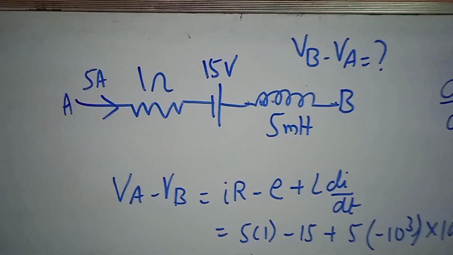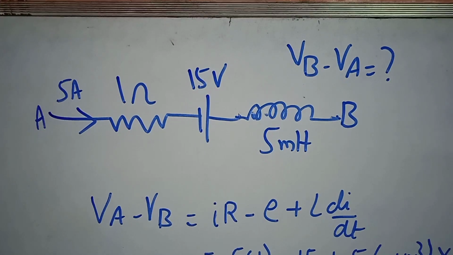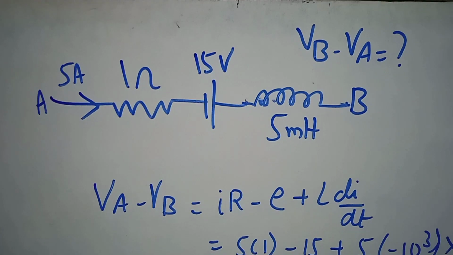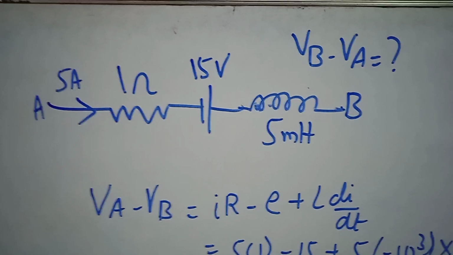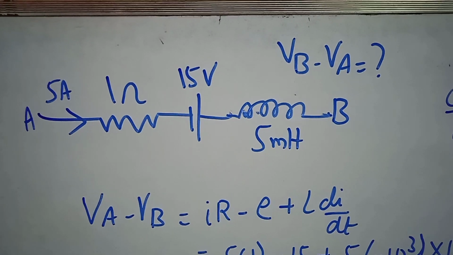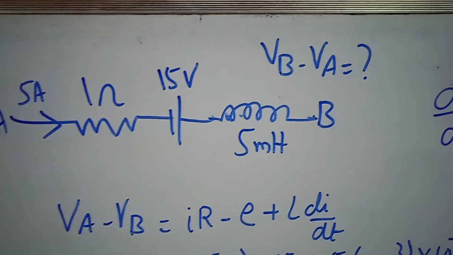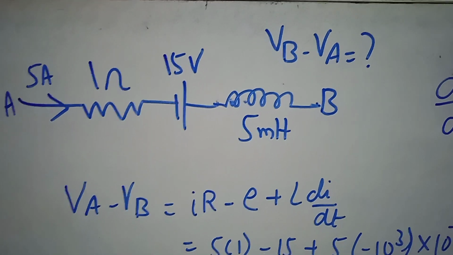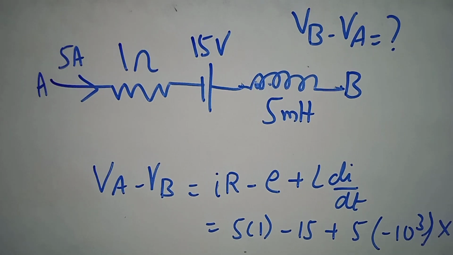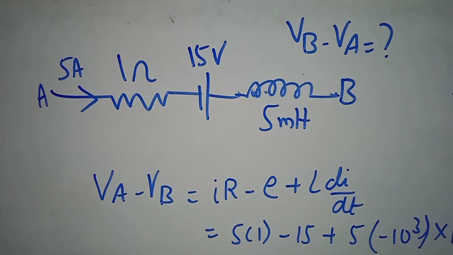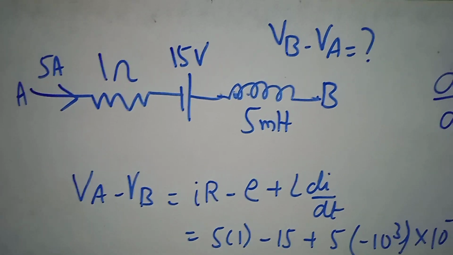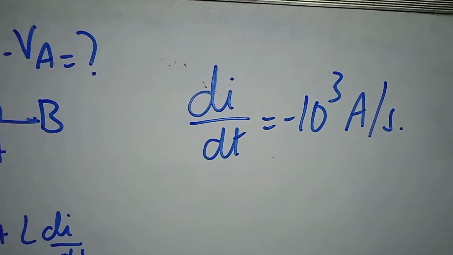So let us see. First of all, we need to write the Kirchhoff voltage equation. VA minus VB equals I into R, that is current into resistance, minus the EMF of the cell, plus L into di/dt, that is inductance into di/dt, the voltage we studied in Lenz's law. So I into R is 5 into 1, that is 5, minus 15, because it is flowing into the negative terminal, and then plus L into di/dt, where di/dt is given as negative 10 cube ampere per second.